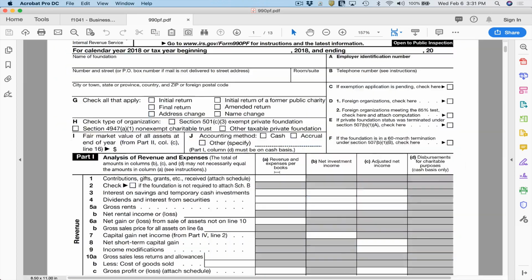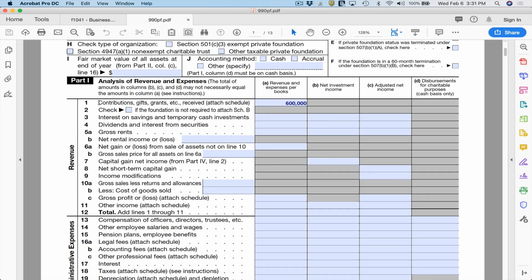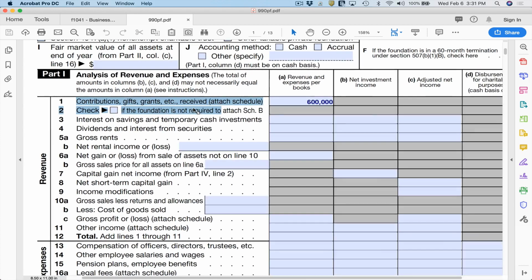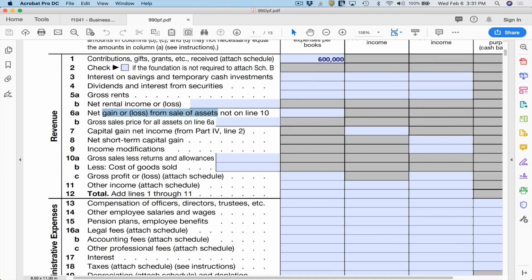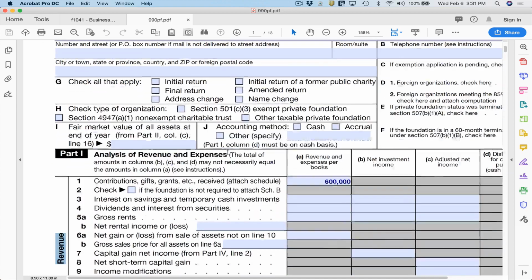And so here's an example of what the 990-PF form looks like. It's very, very simple. You have to report every single year of the foundation. You have to record all gifts, grants, and money coming in. You also have to record any interest from securities or investments that you make, any rental income or losses, any gains or losses from the sale of assets. Okay, any capital gains that you've realized, net income, short-term capital gains, all of that stuff, all of the revenue of the private foundation has to go on this form.